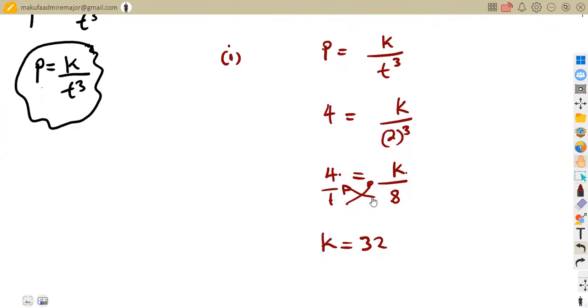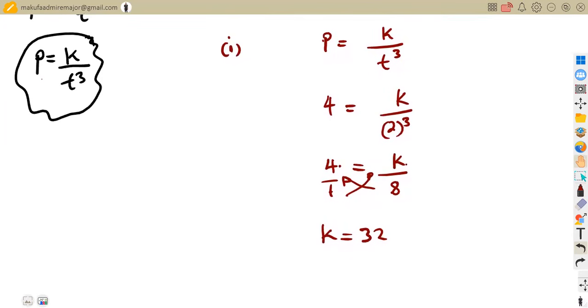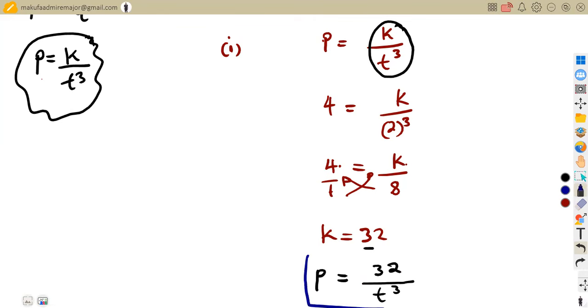But as you can see, this one is direct. Remember, we changed it from that format. I was thinking of the one we had before. So P is equal to K over this. Our K is 32, so it's going to be 32 over T to the exponent of 3. This is the formula that connects our variables P and T.